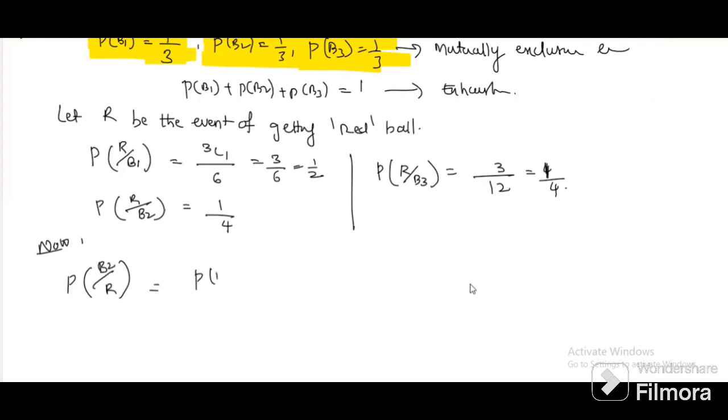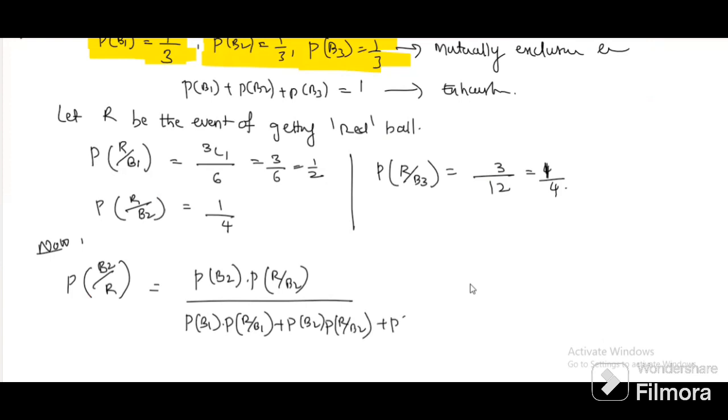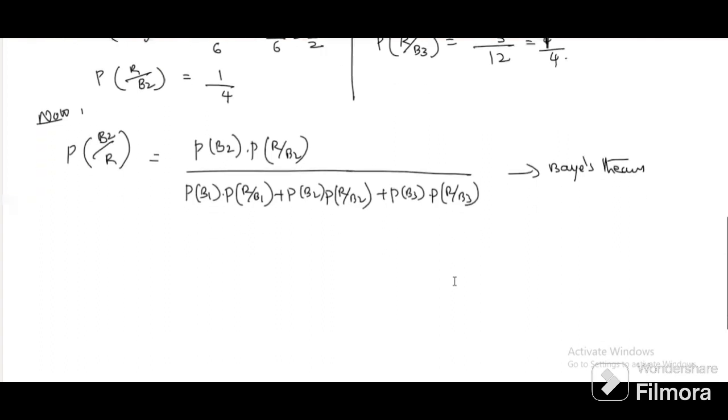So that means, according to the Bayes theorem, P of B2 into P of R by B2 divided by P of B1 into P of R by B1 plus P of B2 into P of R by B2 plus P of B3 into P of R by B3. So this is the Bayes theorem. According to Bayes theorem, we can solve this probability of getting a red ball from box 2.